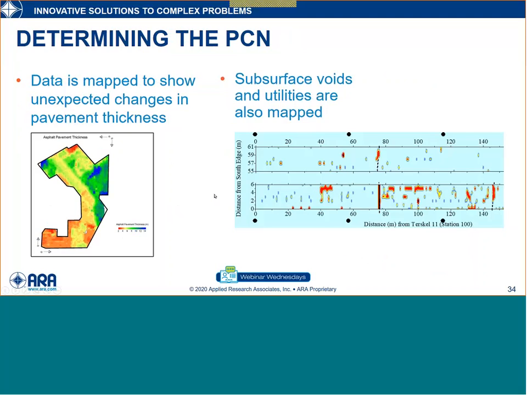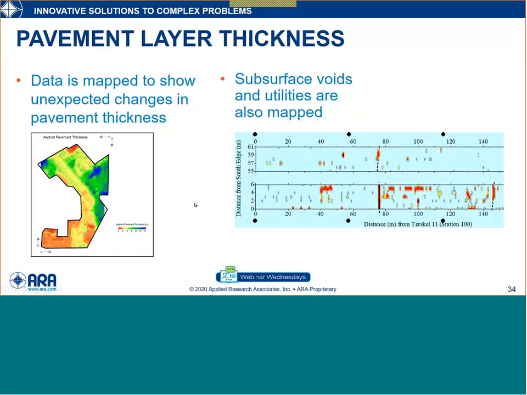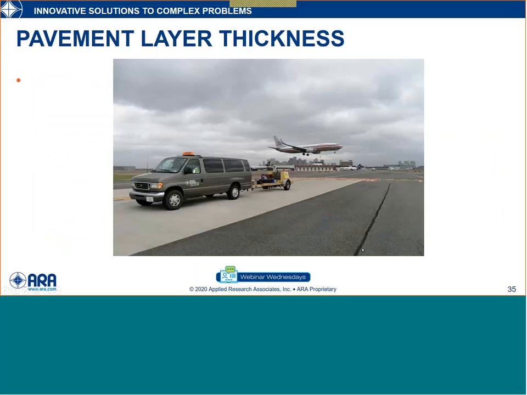Some reasons why GPR might be preferable to cores. One is it's non-destructive. Two is, as you can see from this example on the left, the design thickness for this apron was supposed to be 8 inches in green, but the thickness varied anywhere from 4 inches all the way up to 14 inches. So if we had just done a few cores, it might be a bit of a crapshoot on where we took those cores and what we thought the thickness of that apron was. With ground penetrating radar, we get a fuller picture and are better able to determine what's going on. We can also see some subsurface issues like voids that you can see in this example on the right, and underground utilities. We can see those and map those out with ground penetrating radar.